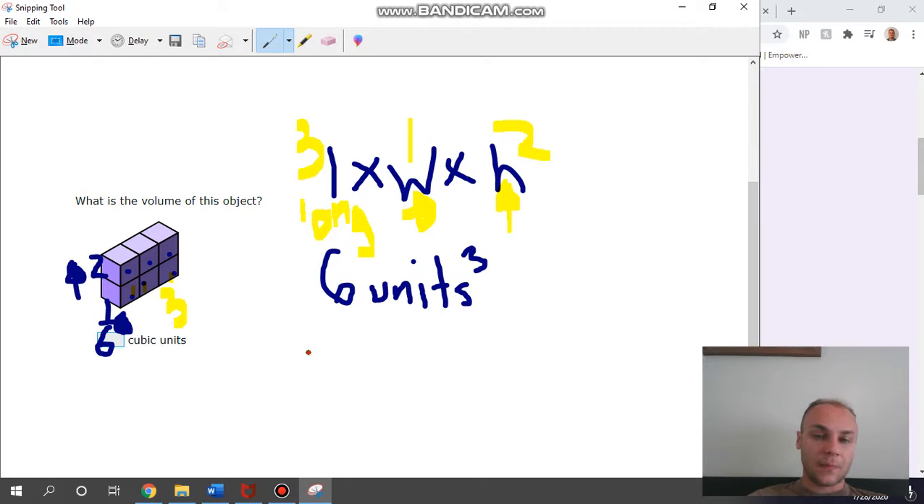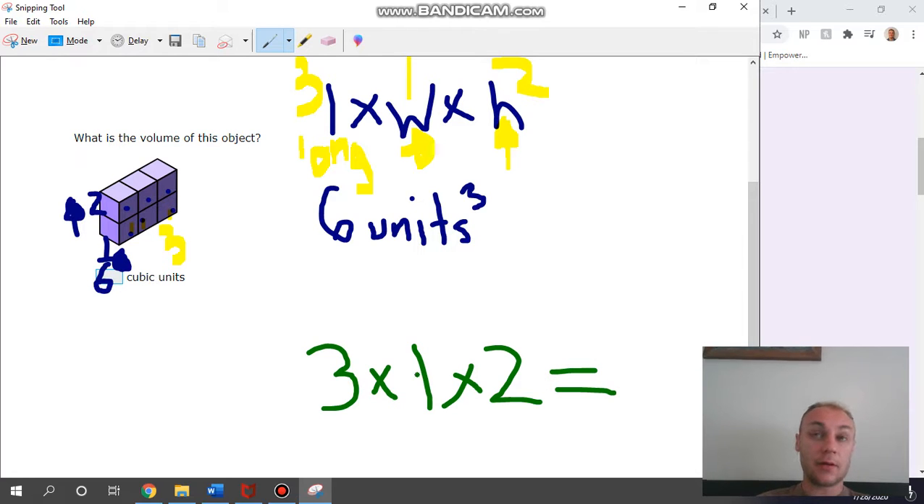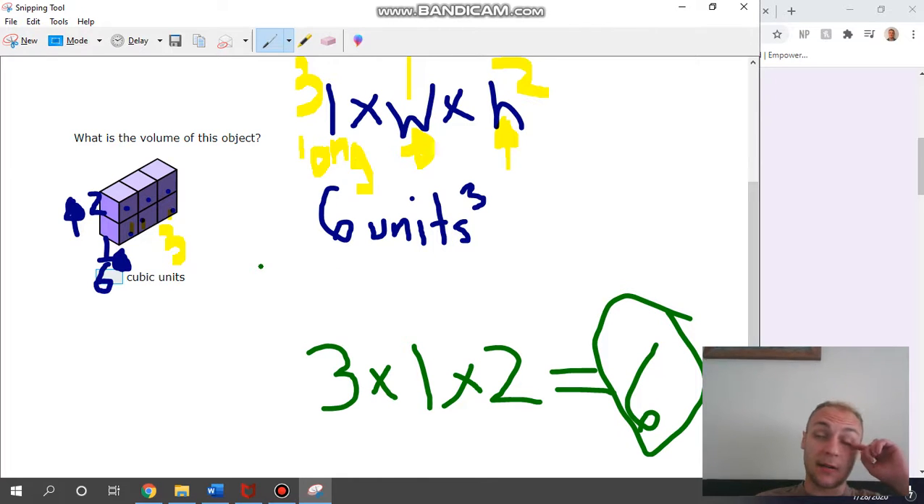Here we go. 3 times 1 times 2, and that equals, I know 3 times 1 is 3, 3 times 2 is 6, okay? So we got the same answer as when we counted.